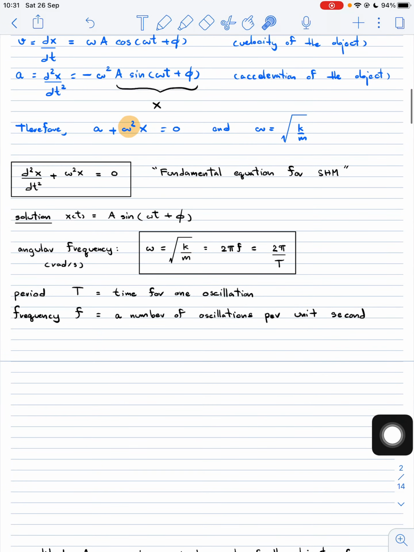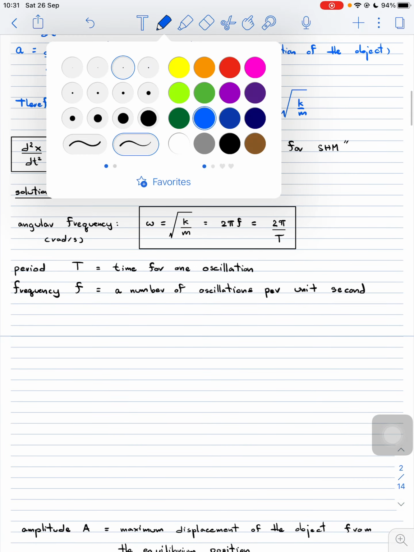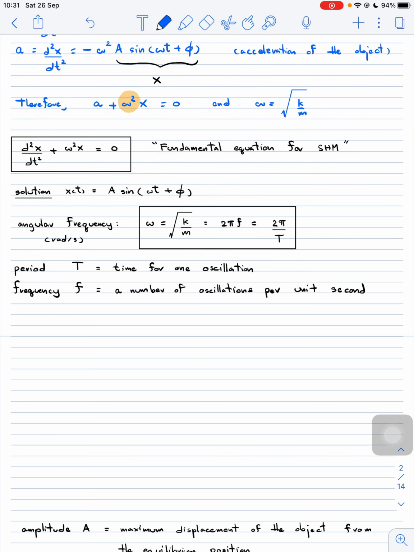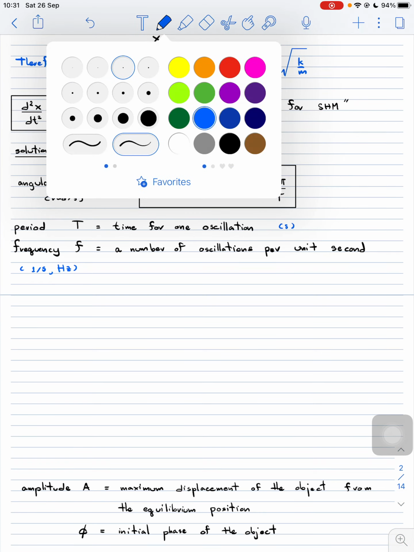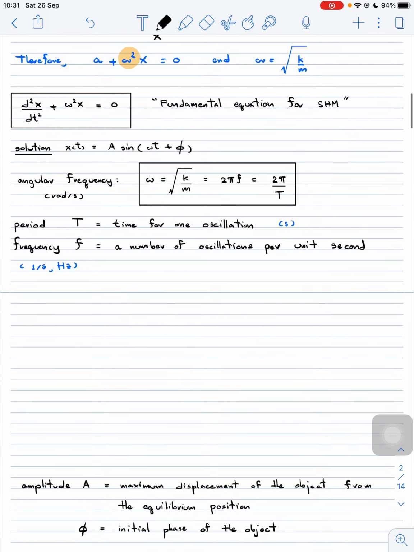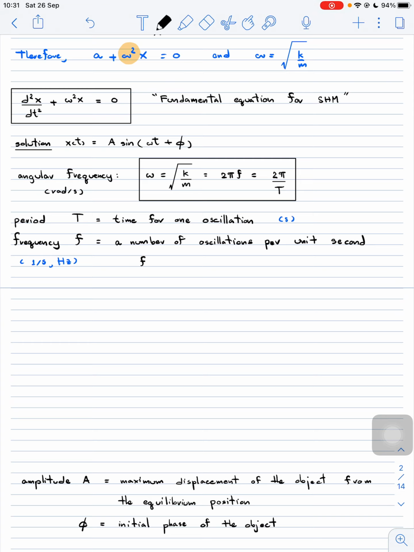And now the frequency f is the number of oscillations per unit second. It means that in 1 second, how many oscillations the object can cover. We usually use the second as the unit of the period, and the unit of the frequency is 1 over the second, or we call it the hertz, because the period and the frequency are reciprocals of each other. So let me write down here f equal to 1 over the period T.